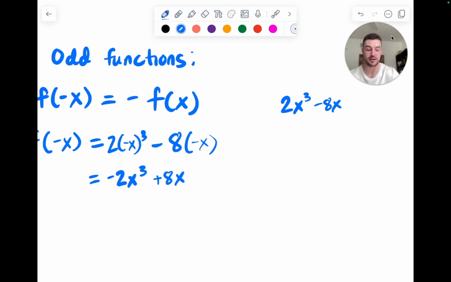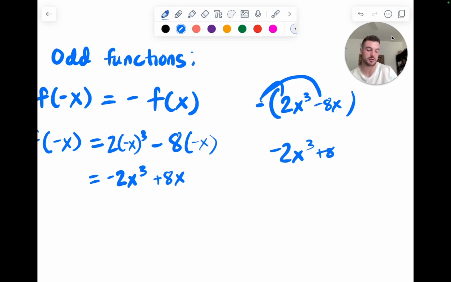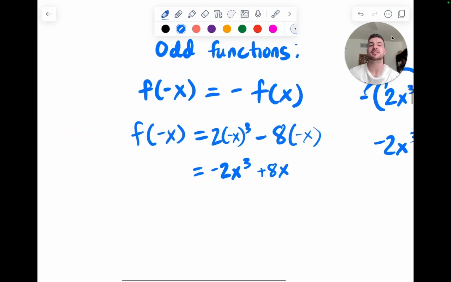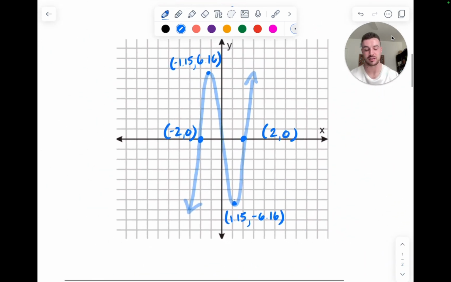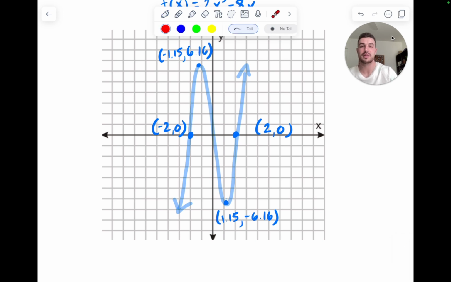Just to show you that again, if I put a negative right here, it distributes in, and I get a negative 2x to the third plus 8x. So this tells me this is what we call an odd function. Now, if we look at the graph, we saw some interesting things. Each of these values can be reflected across the origin and will land on another value on our graph.